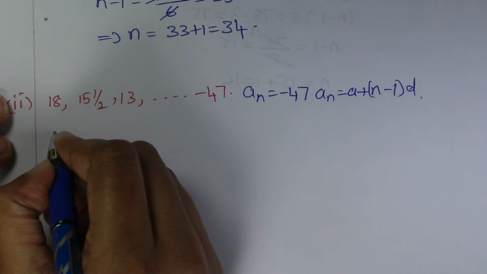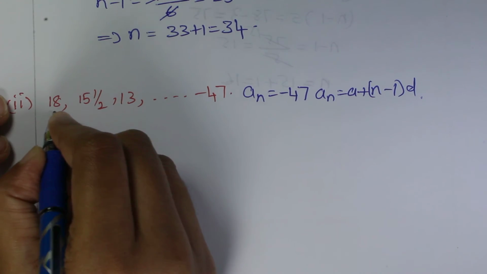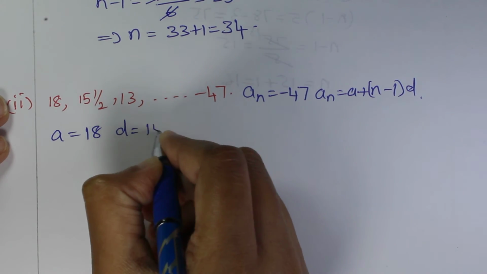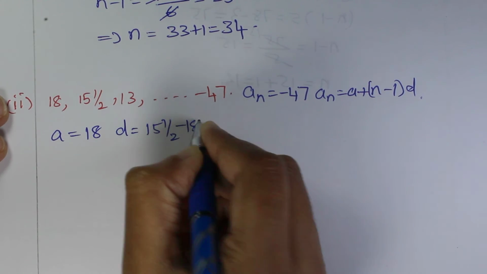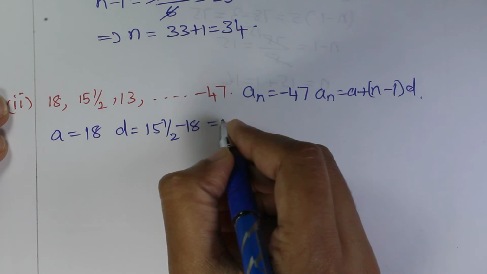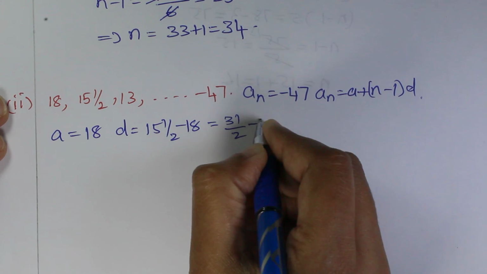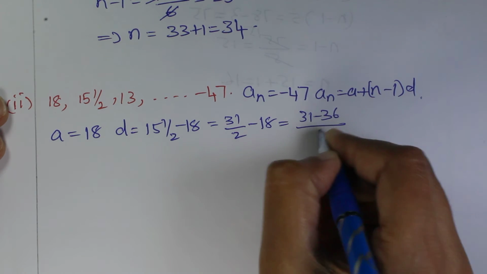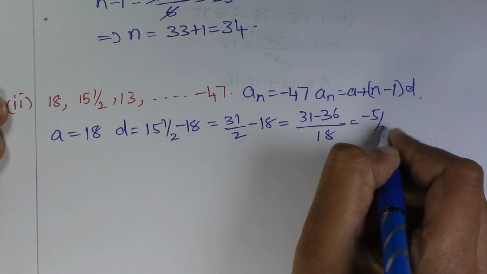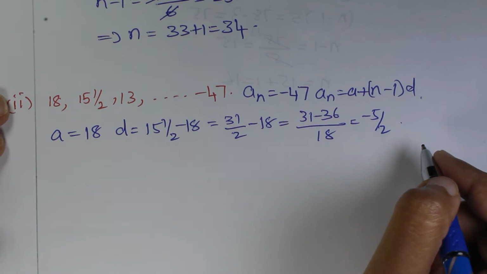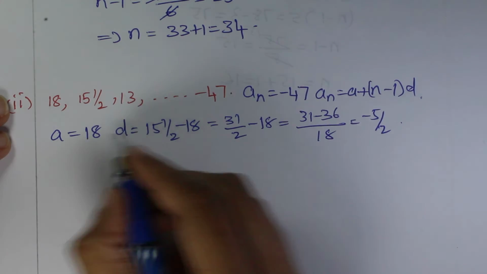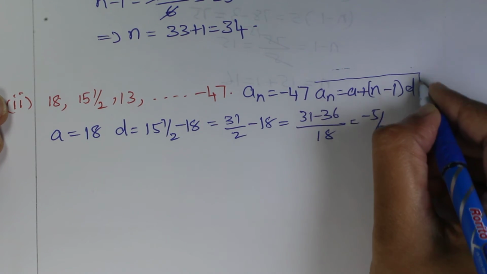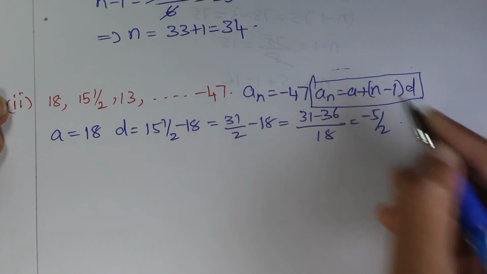So the value of a is equal to the first term, 18. The common difference d is equal to 15 1 by 2 minus 18, that equals 31 by 2 minus 18, that equals 31 minus 36 by 2, that equals minus 5 by 2. So the common difference is minus 5 by 2. Now I will substitute a, d and an values in this equation, and solve for n.